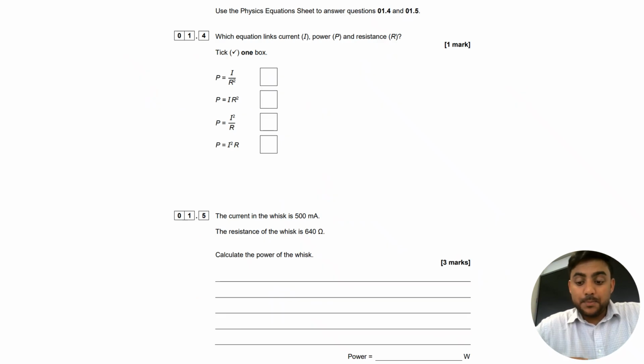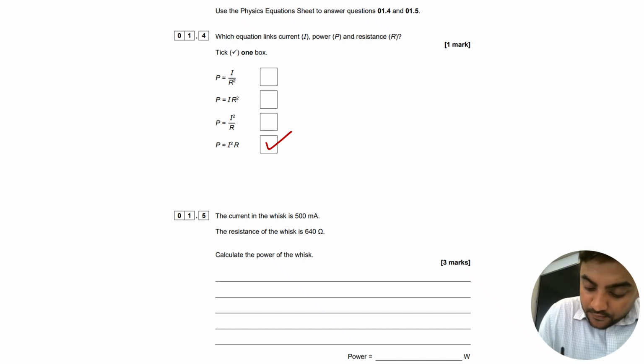Here we're asked to pick out an equation from the physics equation sheet linking power, resistance and current. The equation is P equals I squared R. The current in the whisk is 500 milliamps. The resistance of the whisk is 640 ohms, and we are asked to calculate the power.